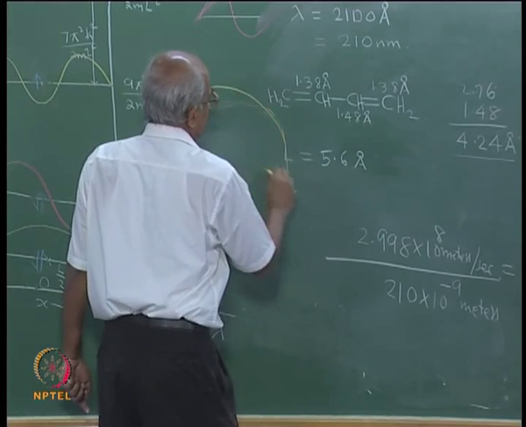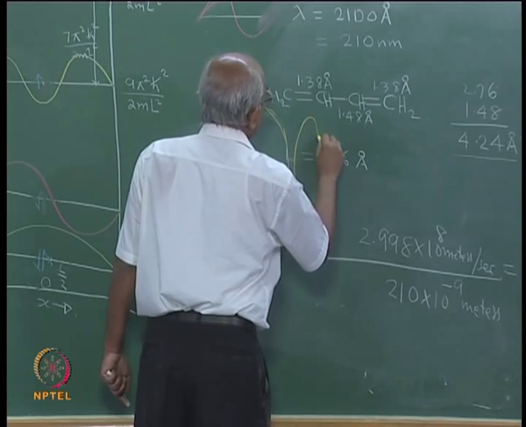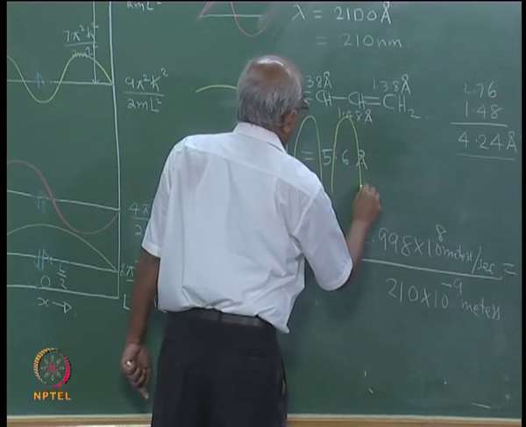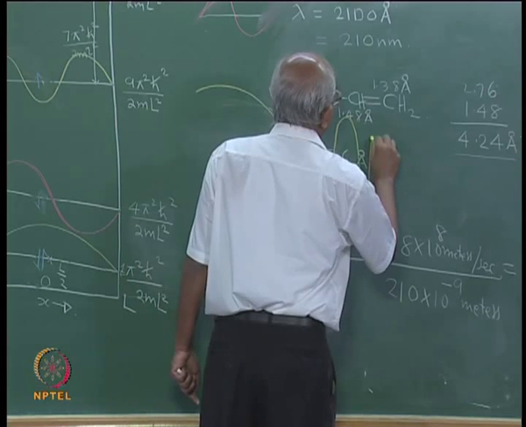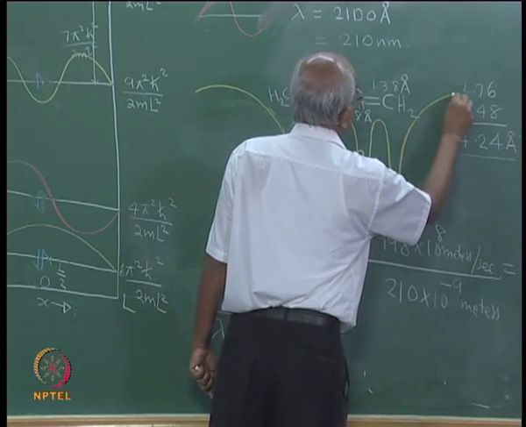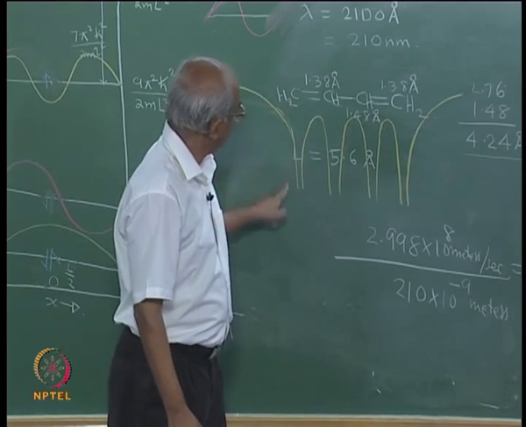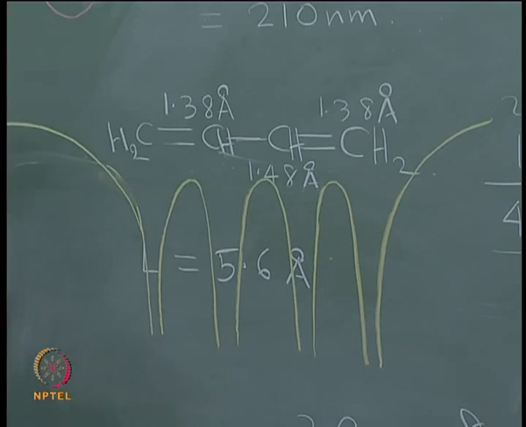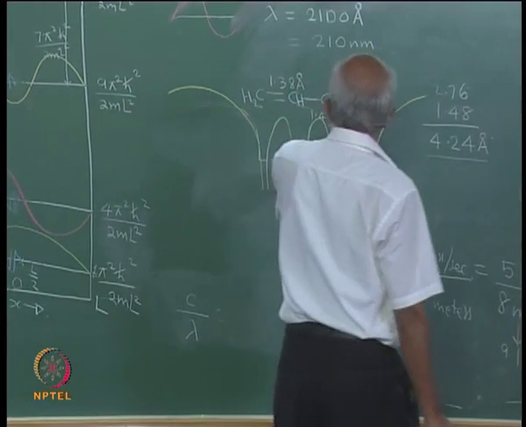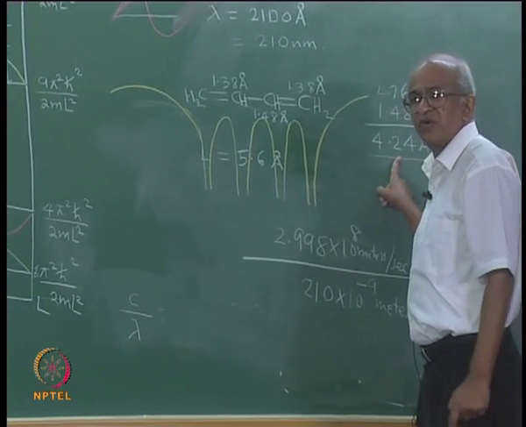Remember, I am drawing a figure that I had drawn yesterday near the molecule, so that it is clear to you. So, this is how the potential energy is going to change as you are going along this molecule. And the distance from this carbon to that carbon, we have calculated, it is 4.24 angstroms.